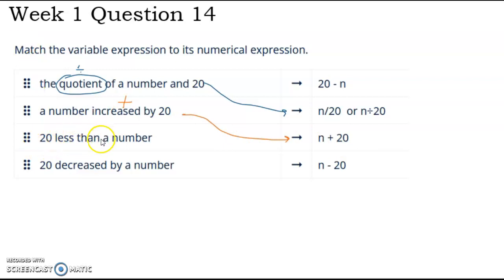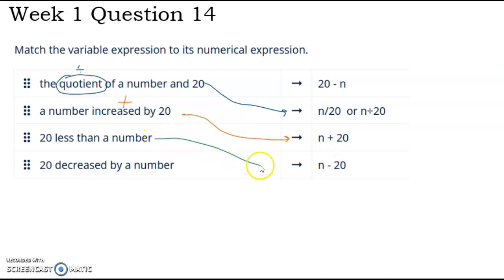20 less than a number. So this is where it's going to get tricky. 20 less than and 20 decreased. Okay, so if I told you that I have 20 less than however many dogs you have. Well, maybe not dogs, books. Let's do books. So I have 20 less than whatever you have. I don't know how many you have. Am I going to take the amount of books you have and subtract it from 20? Or am I going to take 20 and subtract it from the amount of books that you have?